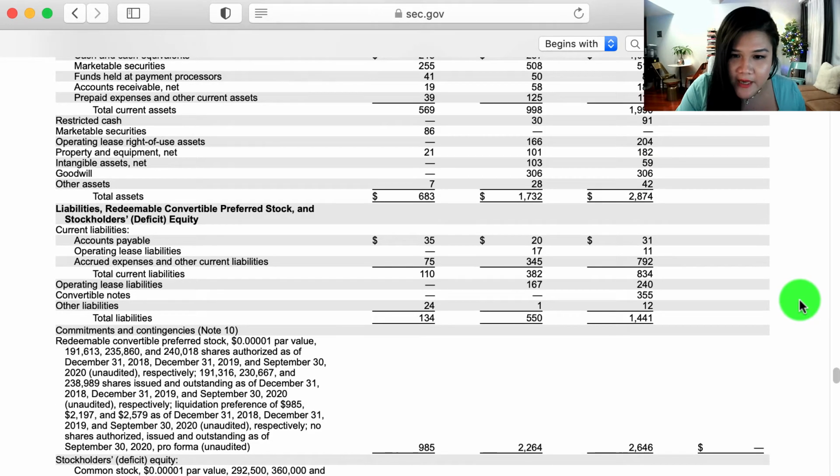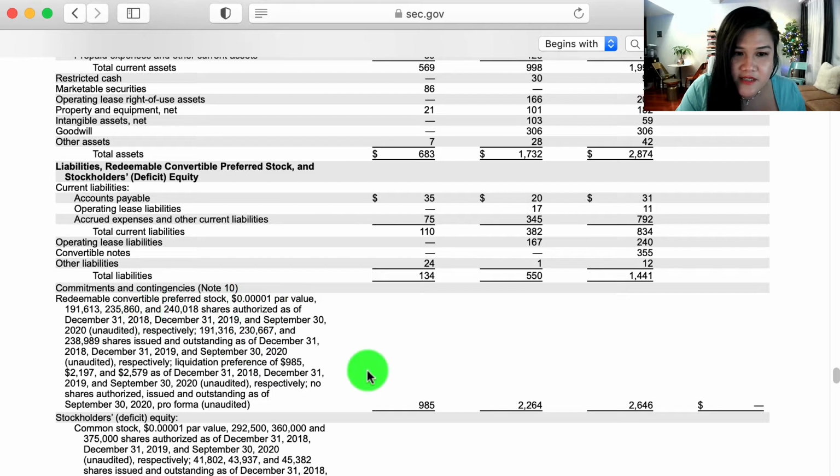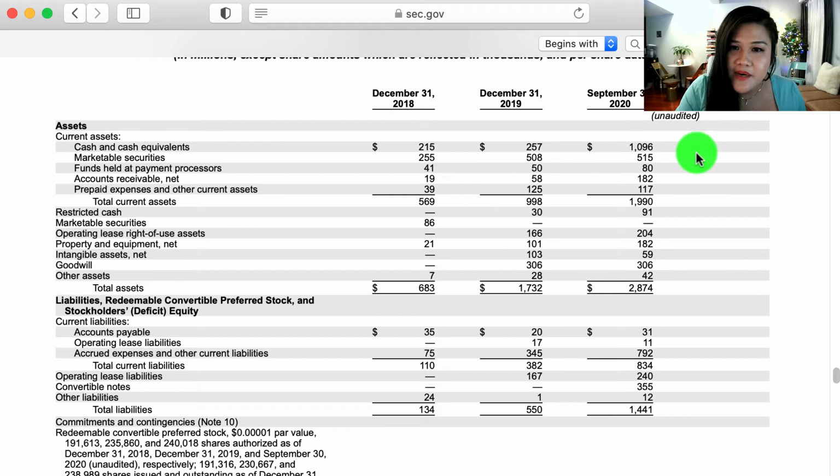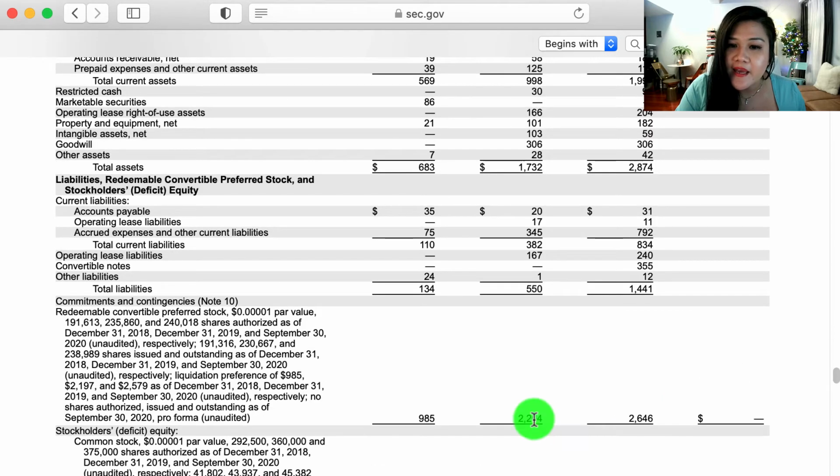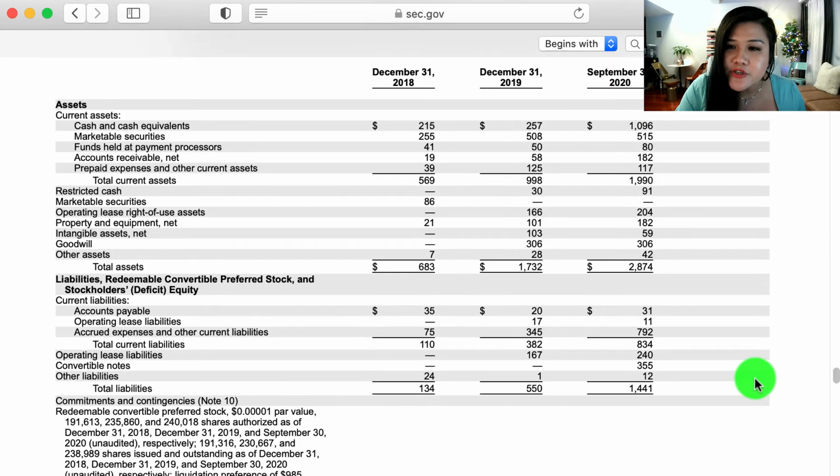And then you move further down, you see these preferred stocks. It was $2.2 billion. Now it's $2.6 billion. The difference is $382 million. So of the $1 billion, $355 million is from them issuing debt before the IPO, and $382 million is from them issuing preferred shares before the IPO.